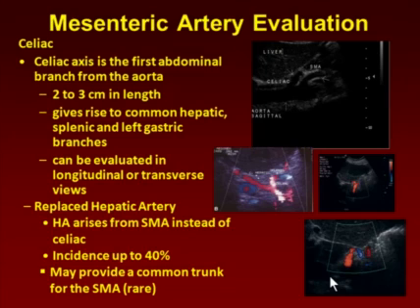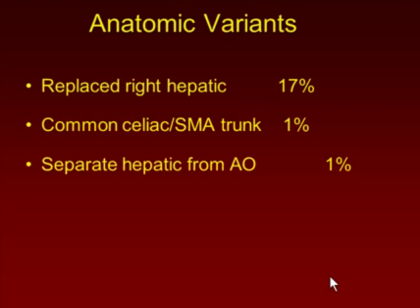Replaced hepatic artery can occur when the hepatic artery arises from the SMA instead of the celiac, and that can happen about 40% of the time. It is very rare for there to be a common trunk of the SMA and the celiac. So replaced right hepatic can occur about 17% of the time, a common celiac and SMA trunk about 1% of the time, and a separate hepatic off of the aorta about 1% of the time.